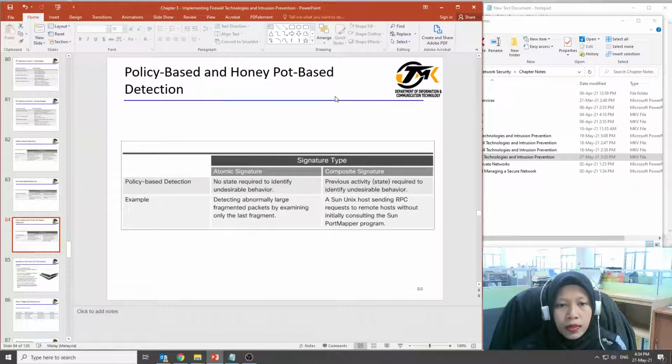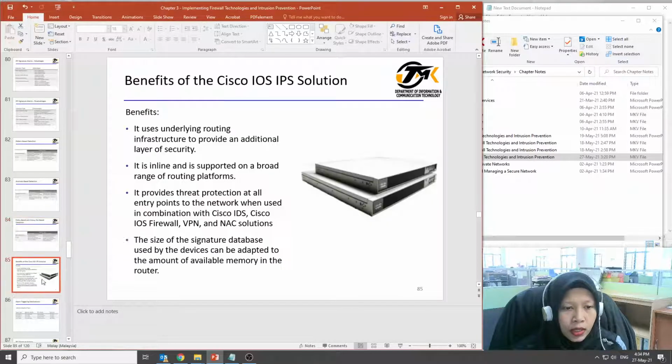This is all about the theory. Now, this is the benefit of the Cisco IOS IPS solution. As you can see here, it is inline, like previously in subchapter 3.4, inline in one hierarchy. It provides threat protection at all entry points. It must be put in a suitable place, at the point of entry or the outside of the network. The size of the signature database can be adapted.